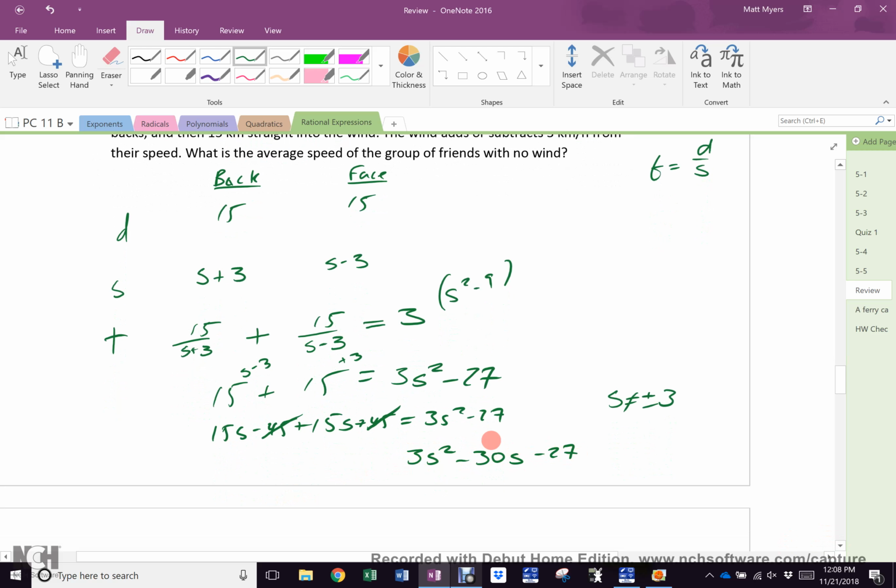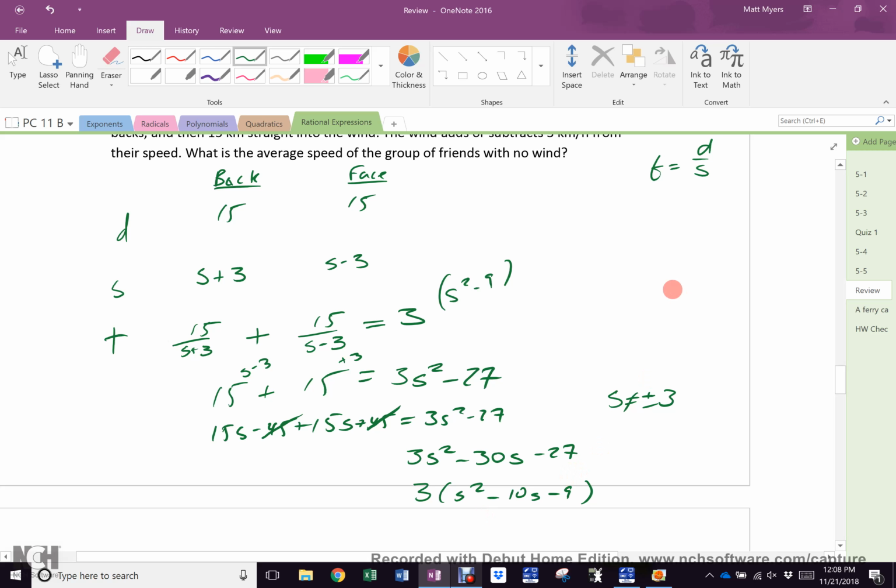What's coming out of there? 3. S squared minus 10S minus 9. Factor. Does it factor? It doesn't factor. Oh no, what do I do? Quadratic formula. And what do I find are my answers? One's going to be positive, one's going to be negative, yeah? Which one's going to work? Positive one. The positive one in here or the positive one after I add and subtract 3? After I add and subtract 3, right? Everybody understands what I mean?